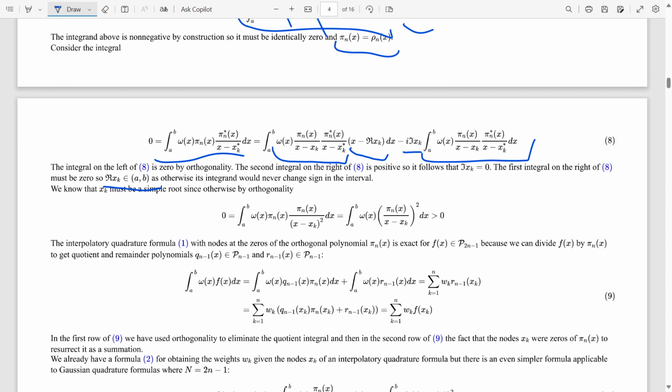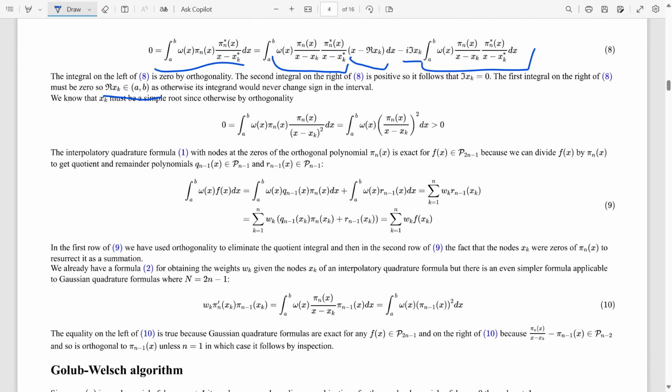If xk were not a simple root, then this integral would be 0 by orthogonality, but we can regroup it like this, which is positive, and so that means that xk being non-simple leads to a contradiction. Thus, given a, b, and omega of x satisfying the three properties we have established, there exist a unique orthogonal polynomial pi n of x, whose roots are all real and simple and lie inside the interval of integration.